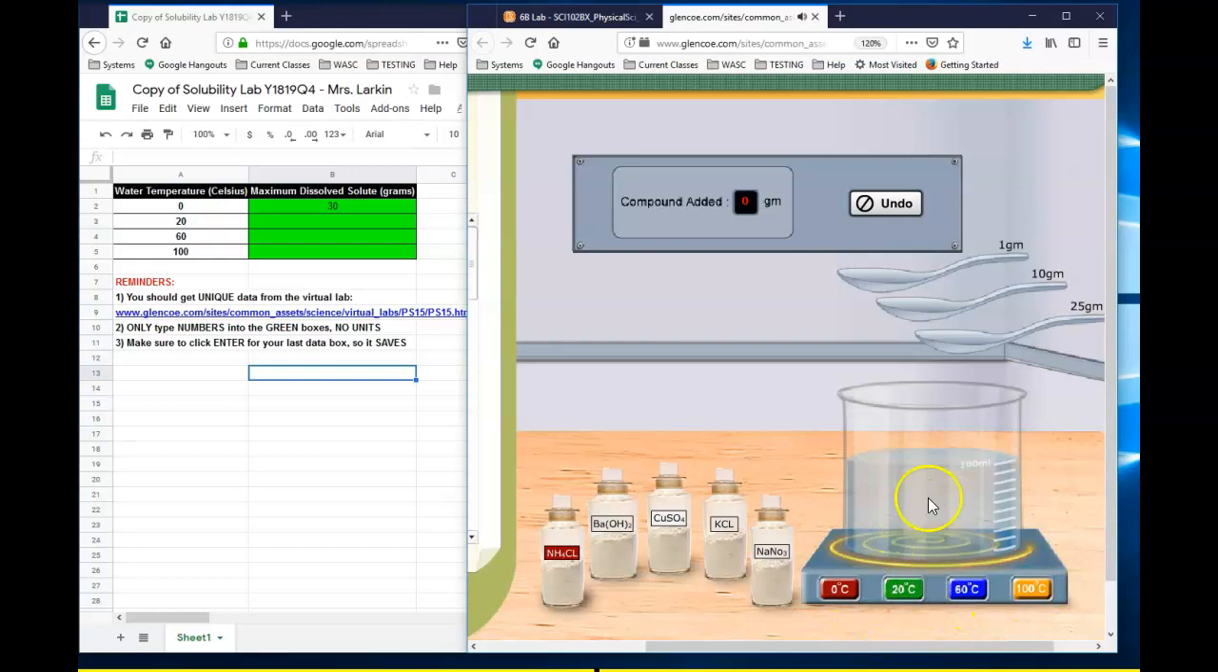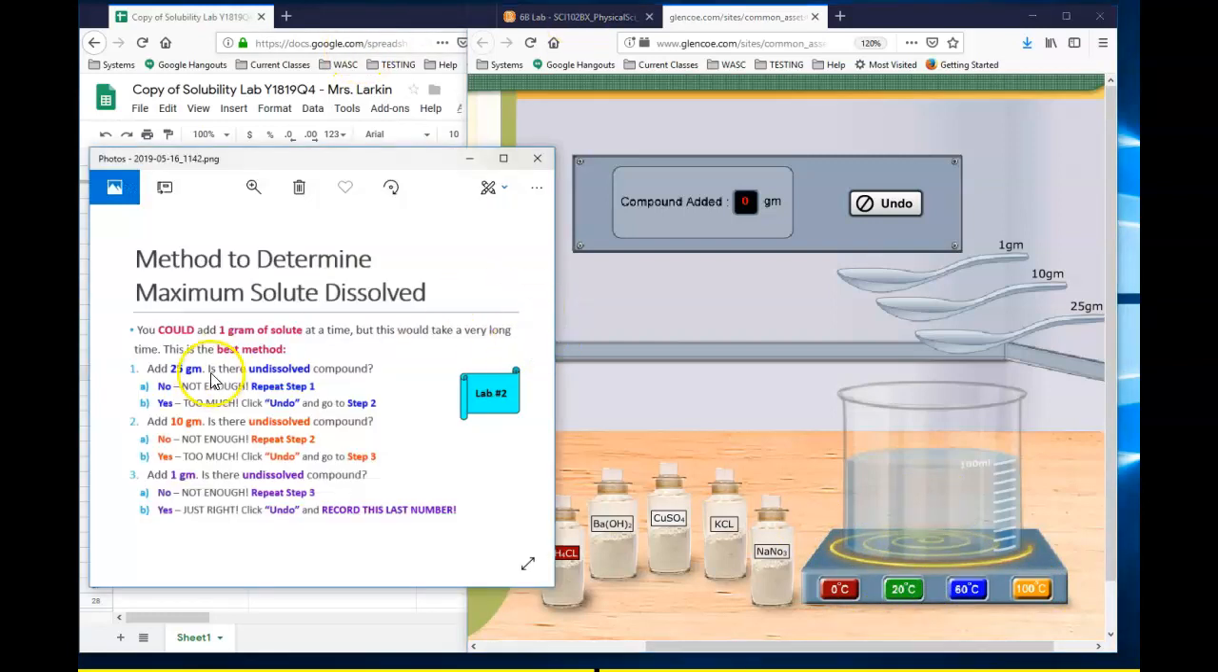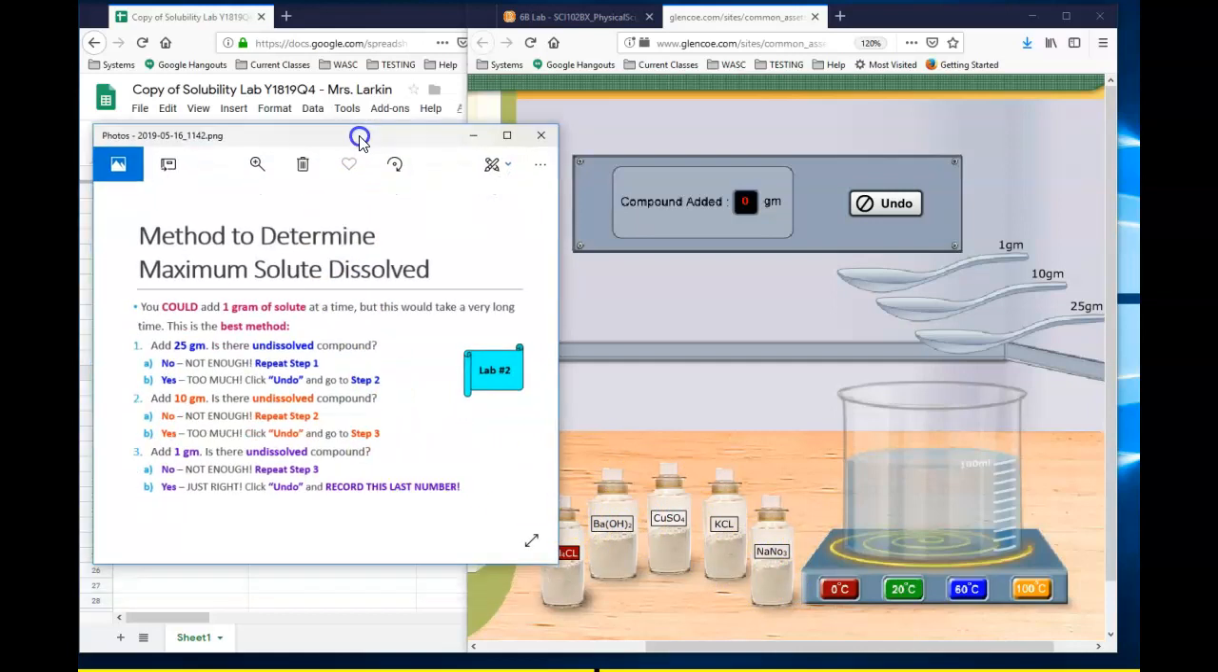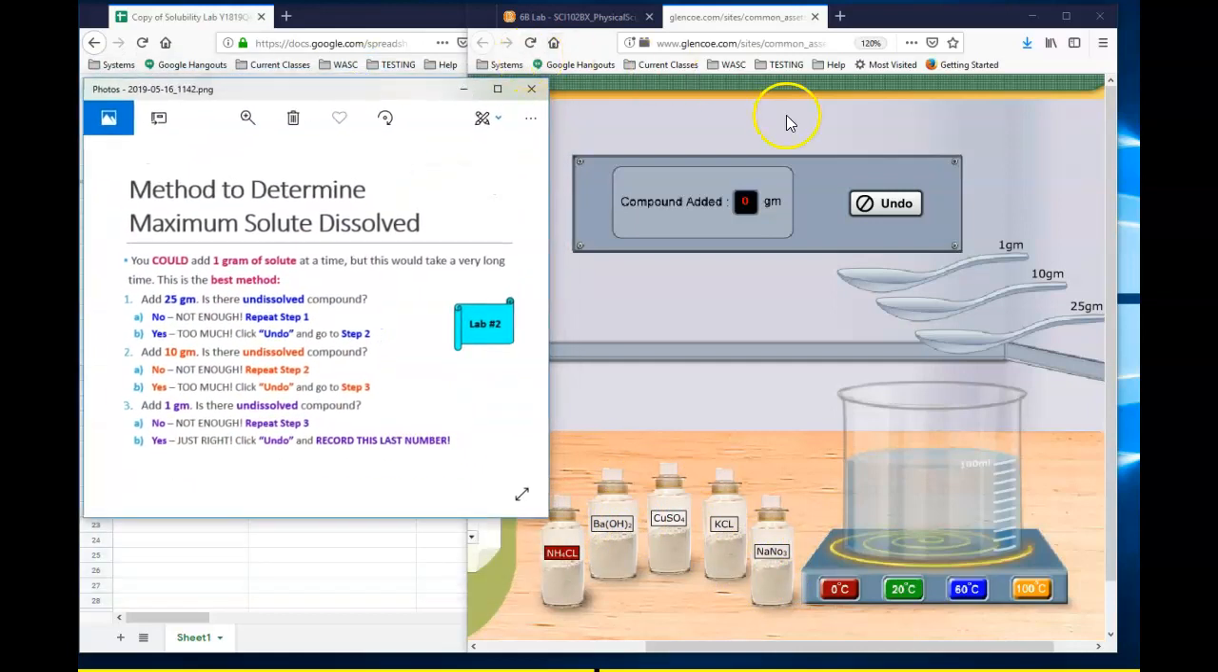Okay, so now we're at 20 degrees. Okay, so I'm going to do the same exact process. Where did my picture go? Again, start with the biggest spoonful. Dolly, you should just be watching for now. All right, so eventually you'll do all of these with one of the other compounds, but don't do the exact same steps as me because you should be using a different compound. If you're using the same compound as me, that is plagiarism, okay?